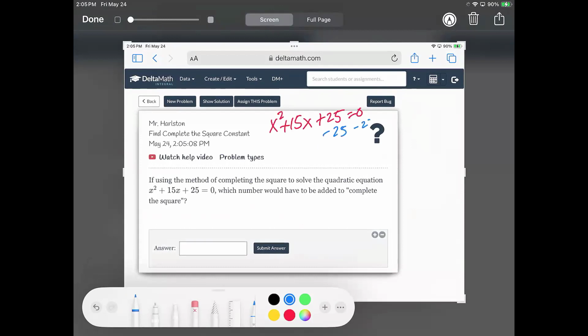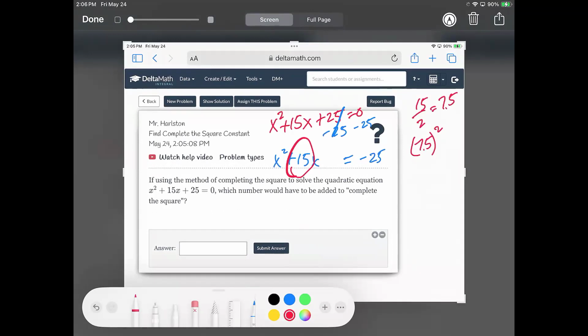Subtract 25 from both sides. So we're going to have x squared plus 15x equals negative 25. Now here's the key. We're going to take the middle term. Now this is an odd number, so we're going to do 15 divided by 2. That's going to be 7.5. And then we're going to take 7.5 and square it.